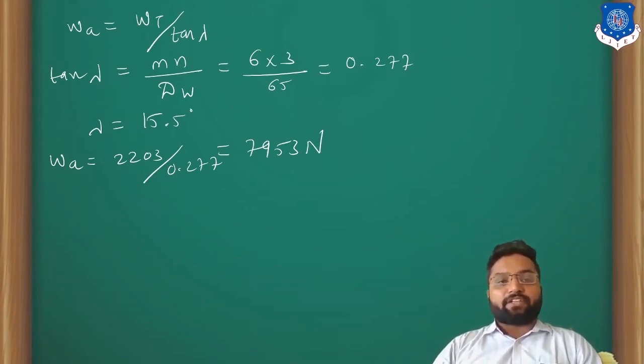So we have the equation for tan lambda, which we previously derived, Mn upon dw, where M is module, N is number of starts, and dw is the diameter of the worm, which came out as 0.277, and the lambda will be 15.5. So ultimately WA, which is WT by tan lambda, is 2203 upon 0.277, and ultimately 7953 newtons. This was the second aspect of our example.